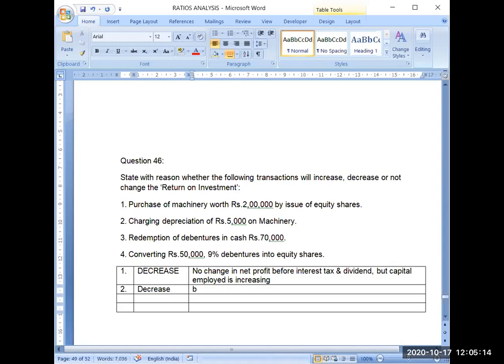Both net profit, I am writing in short net profit, but you need to write net profit before interest, tax, and dividend, is decreasing. So that's why my ratio will also decrease.